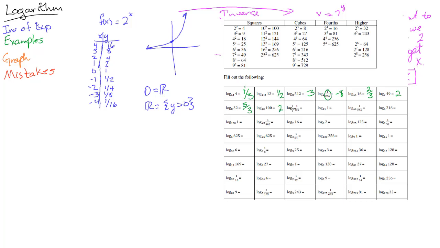9 to what power gives us 1 over 729? 9 cubed is 729, but it's a fraction, so that's negative 3. 9 to the negative 3 power equals 1 over 729. Let's write that out here so we can kind of see what that looks like. So that's really what we're finding: the exponent. Log base 11 of 1 is 0. And we saw that anytime you stick in 1, you'll get the exponent 0.